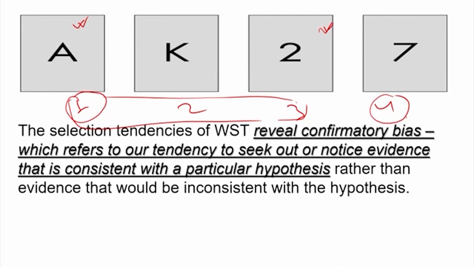So, we always look for positives, for consistent statements. Since the if-then statement says a vowel and an even number, we go ahead and check the vowel and the even number. But what we should be doing is checking a vowel and checking an odd number, affirming the antecedent and denying the consequent.